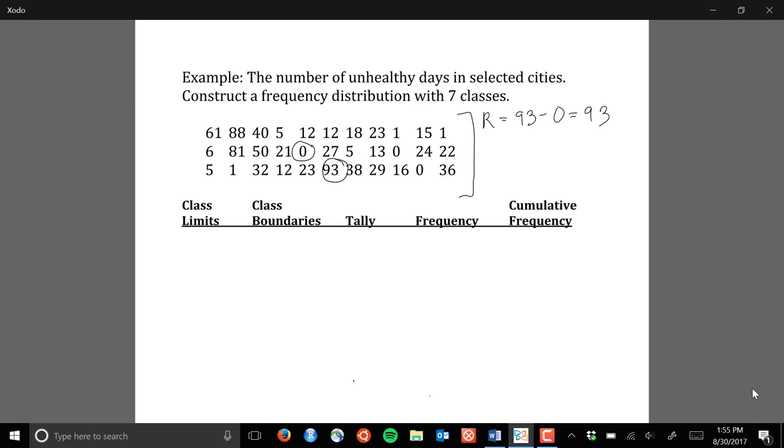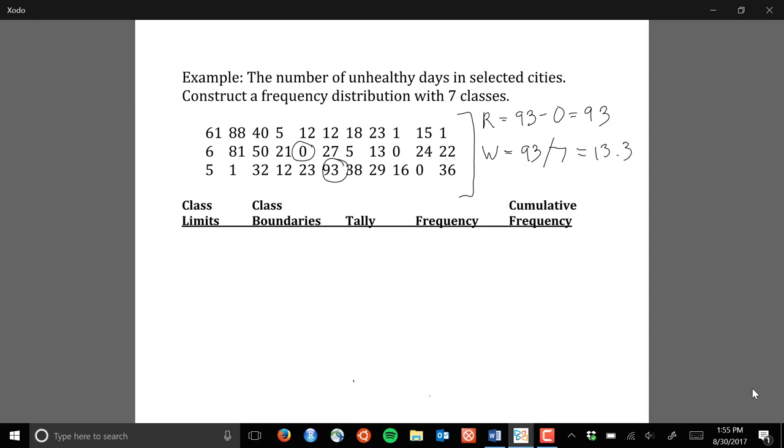The second step in creating a grouped frequency distribution is determining the class width of each one of the classes you're going to use to categorize the data. So the width is going to be 93, the range, divided by the number of classes. In this example, we're looking at the number of unhealthy days in selected cities, and we want to construct a frequency distribution with 7 classes. So we take the range and divide by 7, and we get a class width of about 13.3.